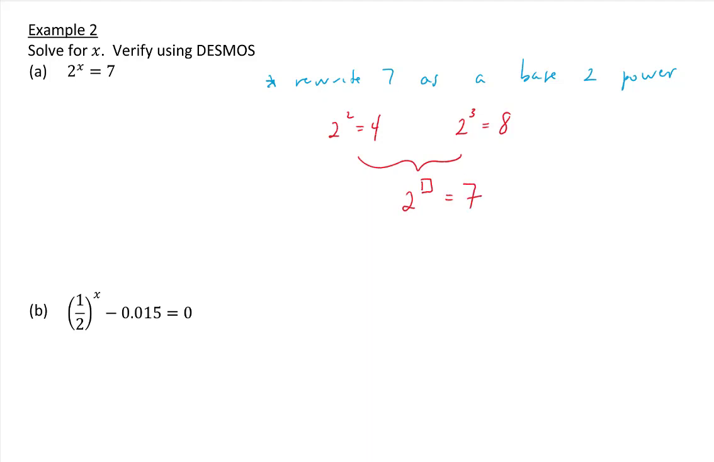So for us, the way we're going to find this number is to use Desmos. We're going to graph 2 to the x and graph 7. So what I mean is we're going to graph y equals 2 to the x, and we're going to graph the line y equals 7 and find out where these two meet. What is their point of intersection?